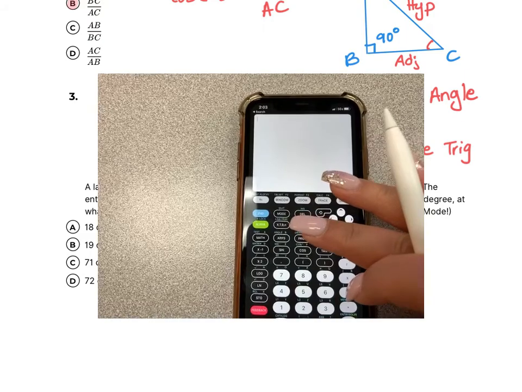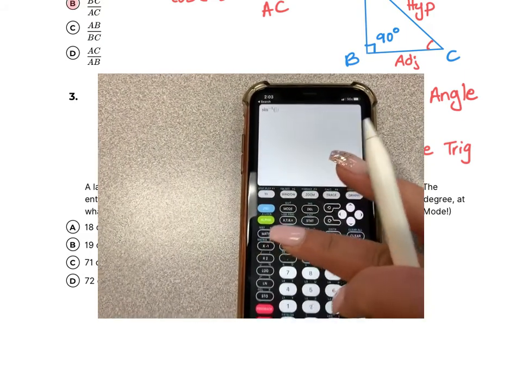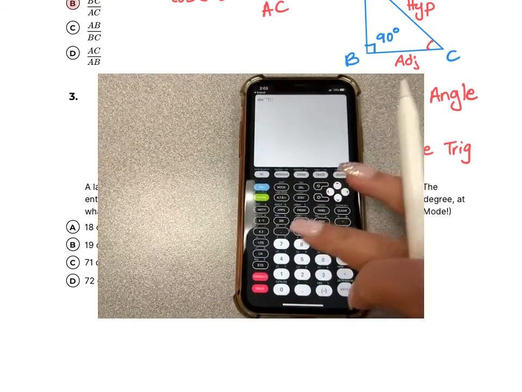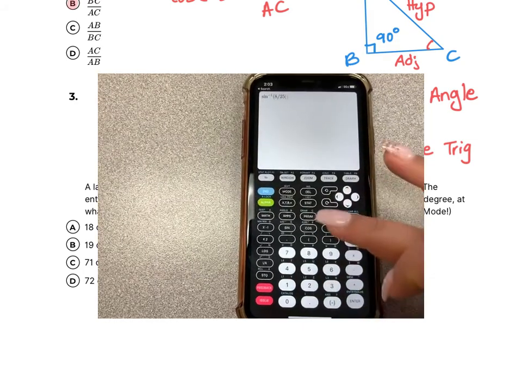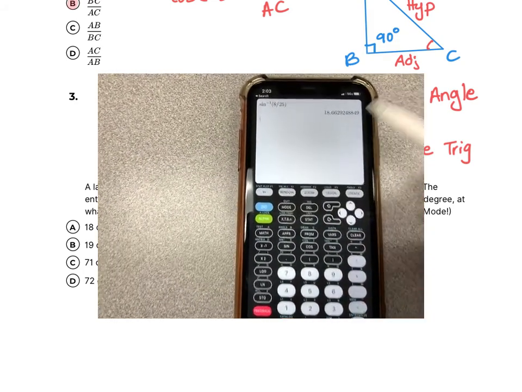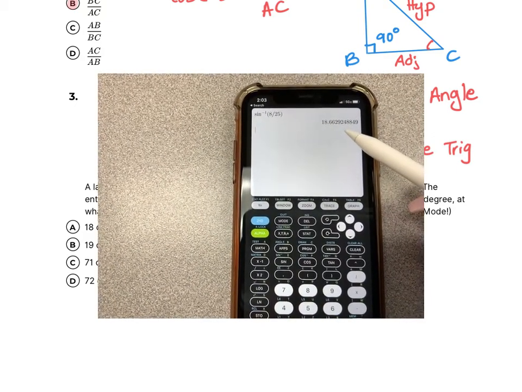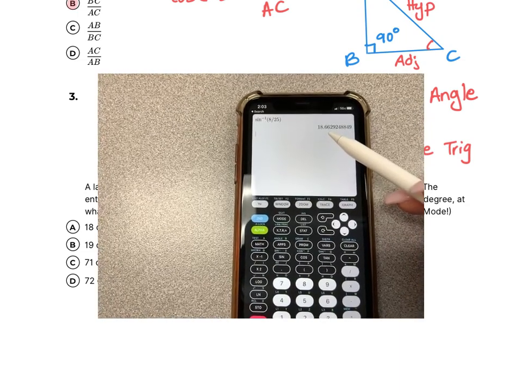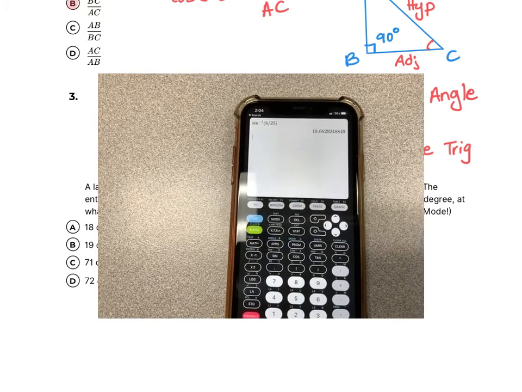Now to find the inverse sine, I'm going to click second, sine, and then 8/25. You see how you get the -1? Because I'm trying to find an angle. So 8 divided by 25, and that's going to give me 18.66. Because this is an angle, I need to find the angle to the nearest degree, which is 19 degrees. So the answer for number 3 is B, 19 degrees.